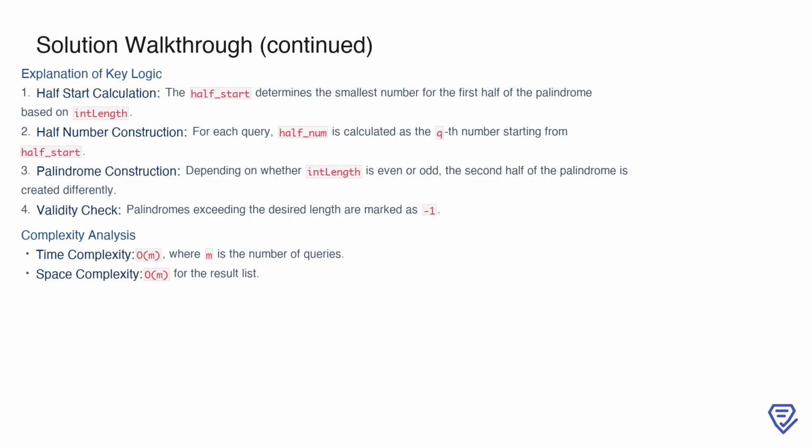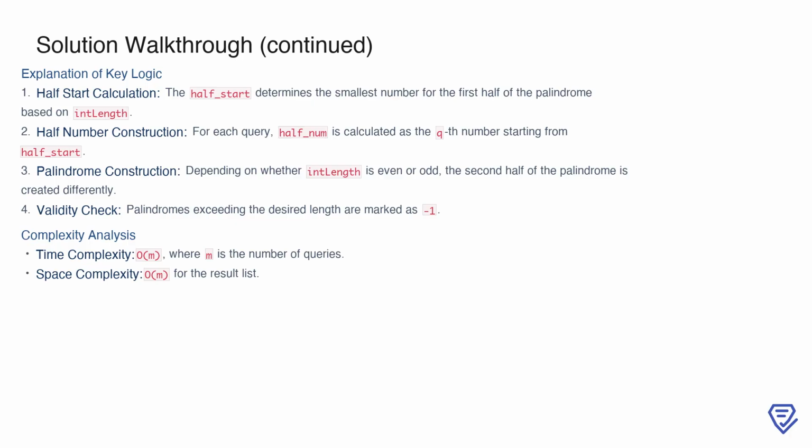Each query corresponds to a specific half_number, which is derived by adding the query index to half_start. Palindrome construction depends on the length being even or odd. The second half is derived by reversing the first half, either fully or partially. Finally, we validate that the constructed palindrome meets the required length. If it doesn't, we append -1 to the results.